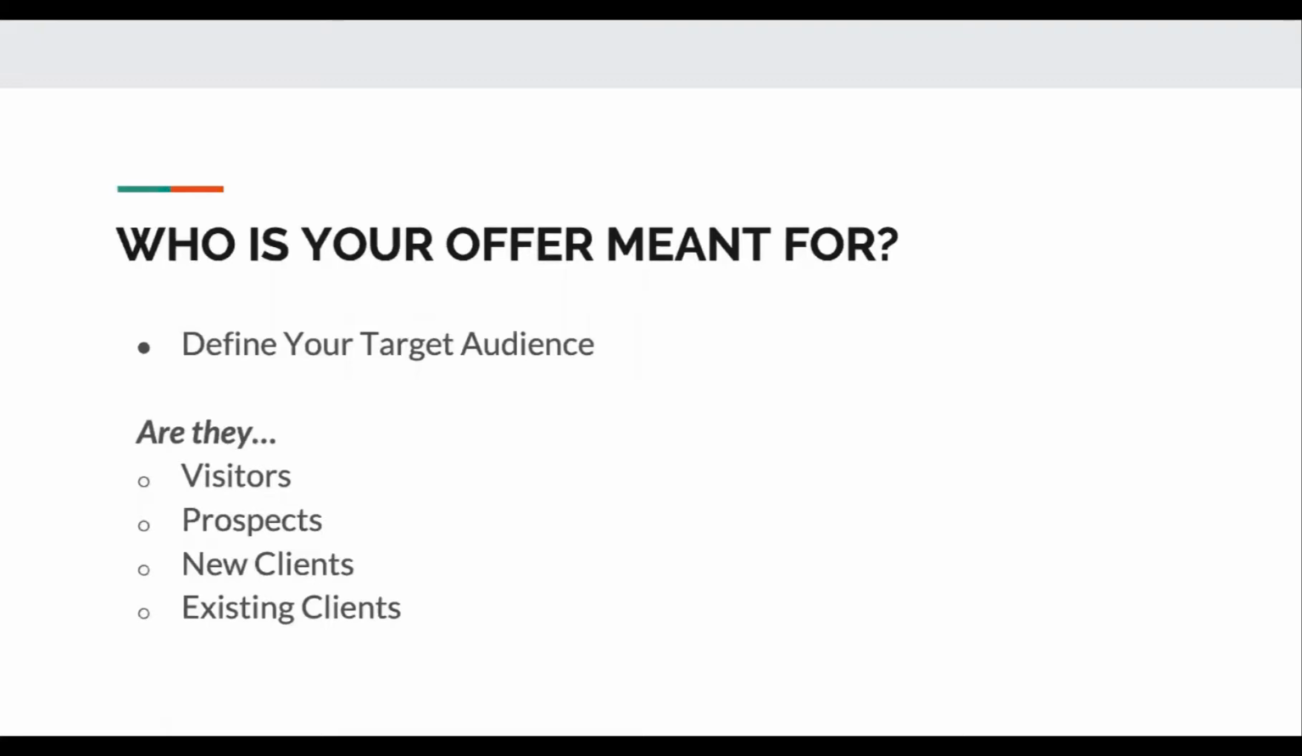So who is your offer meant for? Initially we talked about the buyer persona, knowing exactly who you're targeting with your offers, who your audience is, who are the people that are likely to buy what you're offering, who are your ideal customers. So we looked at that. That would help you already with defining your target audience. You need to get this right because not everybody is going to buy from you. Not everybody is your target audience. If you are trying to target everyone, you might end up getting no one.